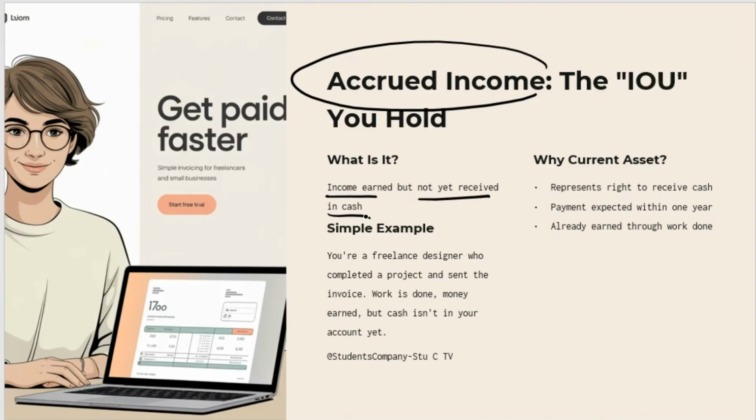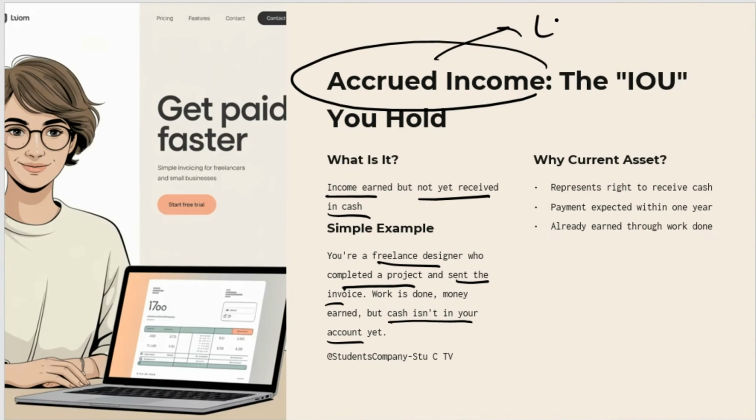What is an example? Suppose you are a freelance designer. You have completed a project and sent the bill or invoice to the customer. So your work is done, money is earned, bill is generated, but cash is not received in your account yet. So the service is delivered, but you have not got your money yet. So it will be classified as accrued income. Accrued means the service is delivered, goods are delivered, but you have not got cash in the bank account. So it is an income that you are expecting in the future, in the next 12 months. So that will always be a future benefit.